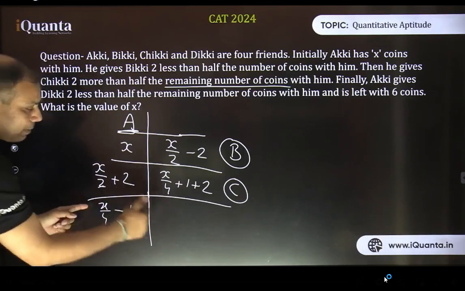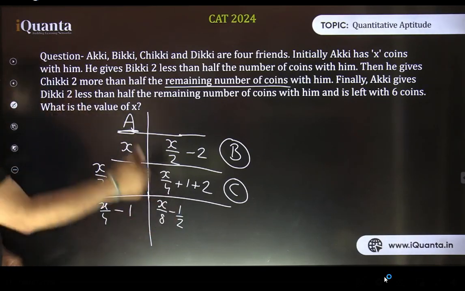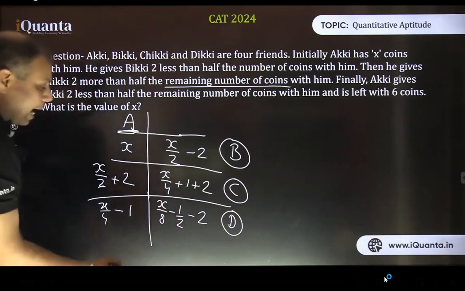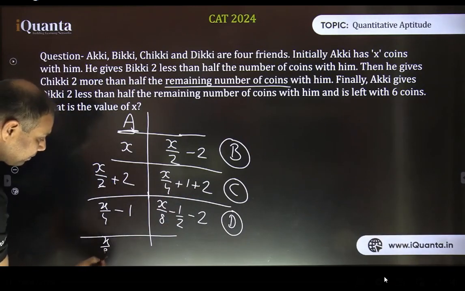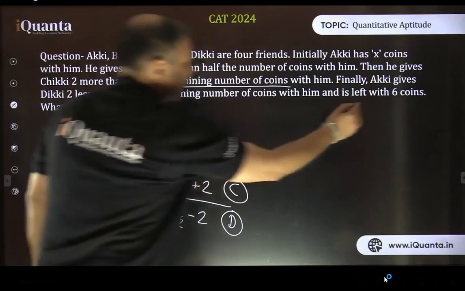So how much will its half be? That would be x by 8 minus 1 by 2. That is half of this. And half, say 2 less. That means minus 2. So that is the number of coins given to D. Is it okay? And now what is the number of coins remaining with A? That half plus 2. So x by 8 minus half plus 2. So that is the number of remaining coins with A, and which is given equal to 6.